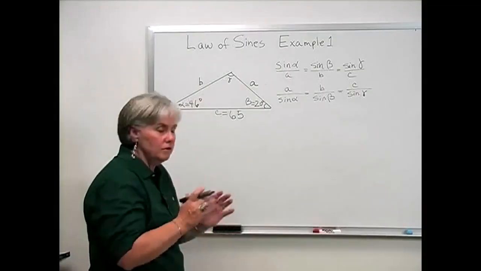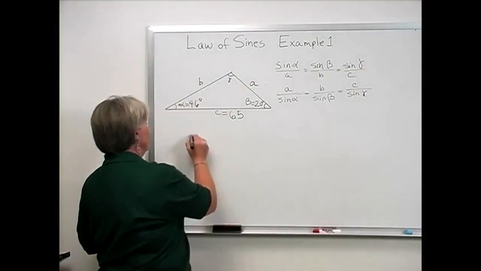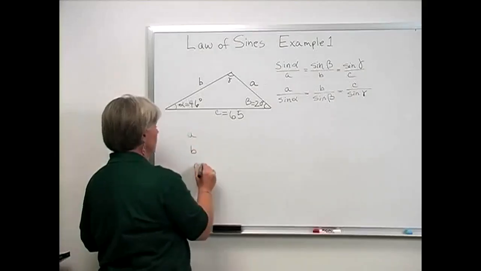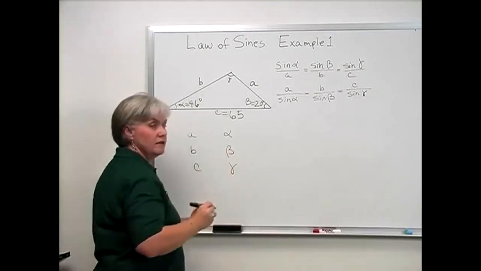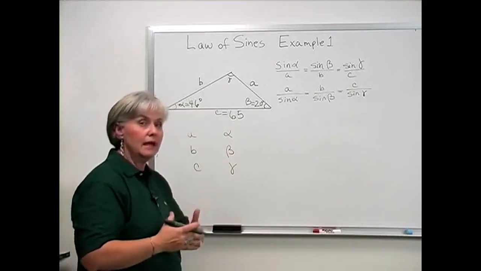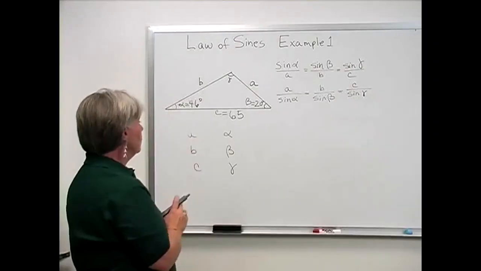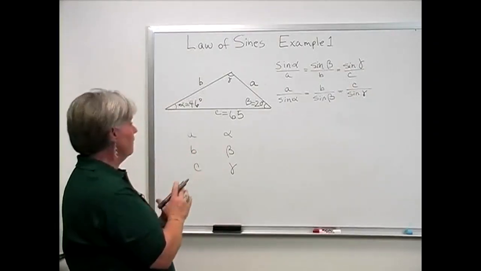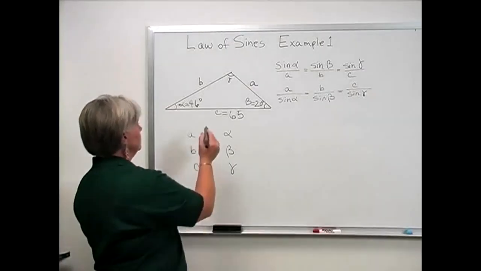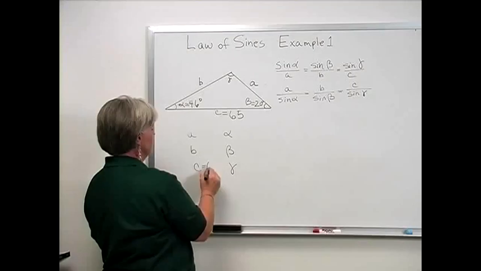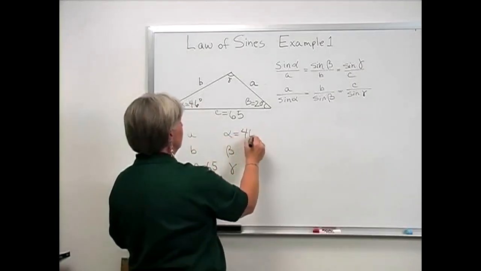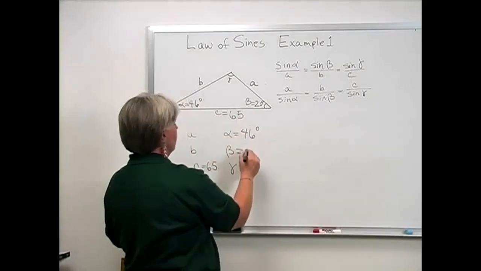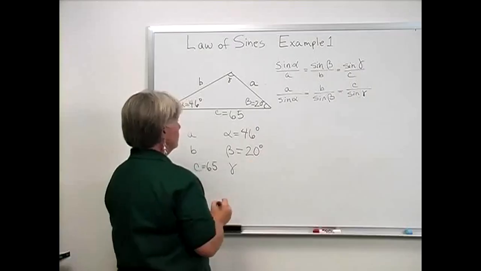First thing you always want to do is organize your data. If you set up your little chart here, you're going to find that you will be able to solve these much more efficiently because you'll immediately have everything in order. You can see what you have, what you can find quickly, and we'll go from there. So we know that c is equal to 65. We're given that alpha is equal to 46 degrees, and beta is equal to 20 degrees.